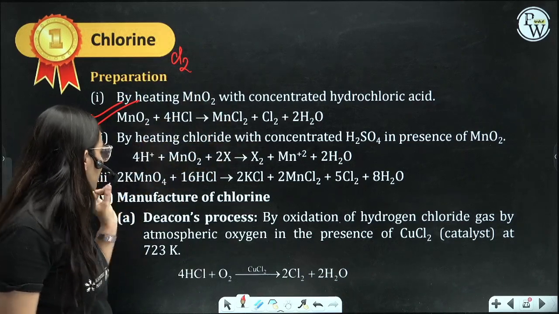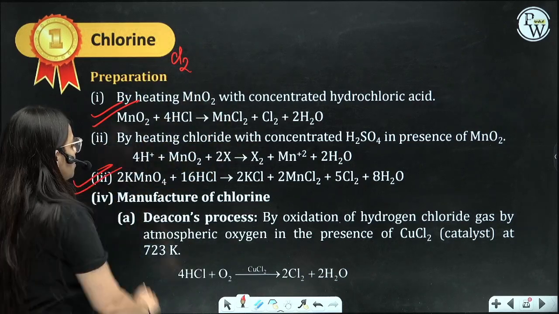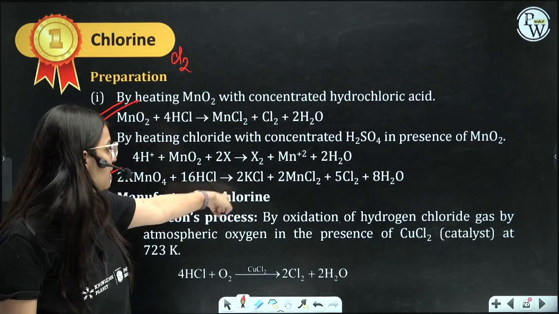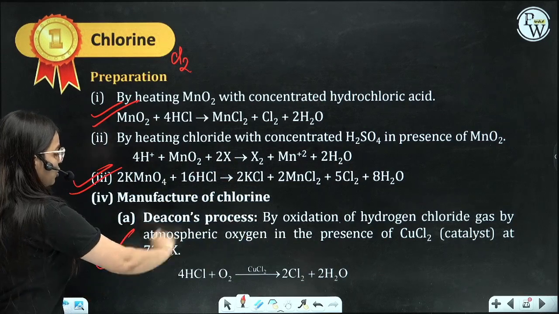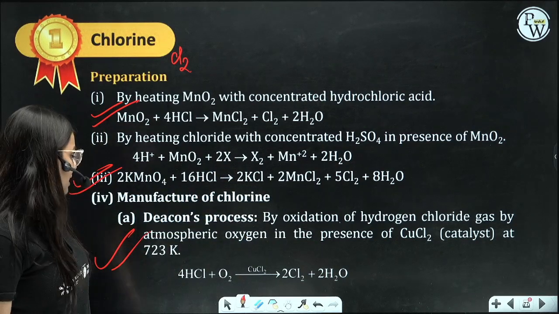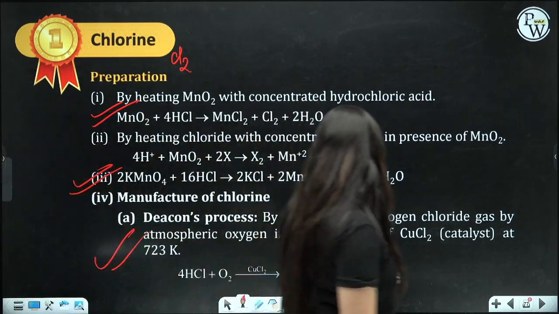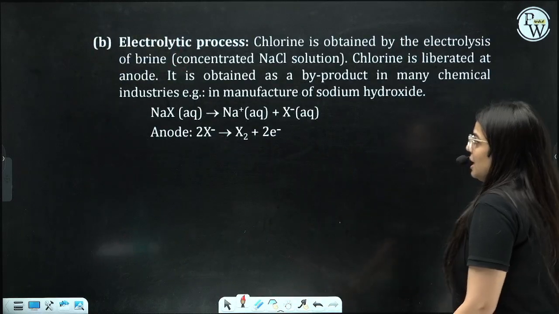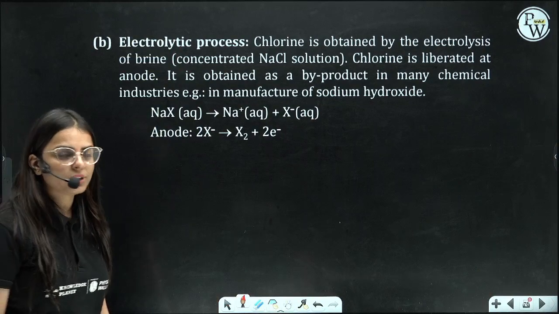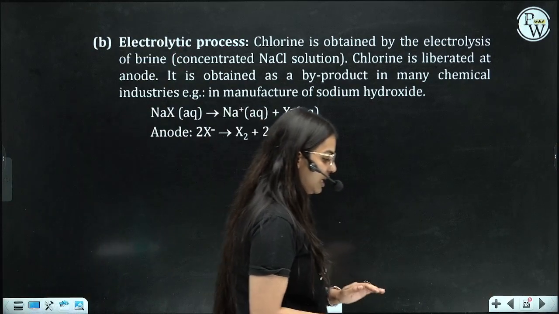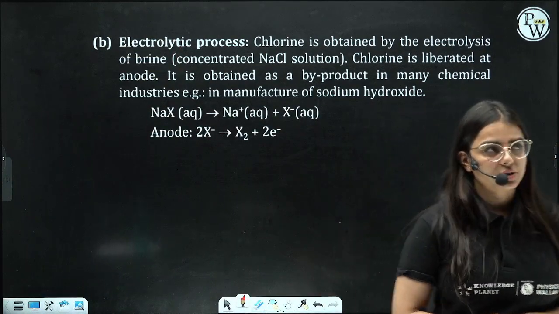Very, very important again. This is also important: KMnO4 plus HCl will give you KCl plus MnCl2 plus Cl2 plus water. Again, one more, Deacon's process, is an important one. Deacon's process: HCl plus O2 will give you Cl2 plus water. The electrolytic process is not that important, but you should know that in the electrolytic process we are going to do the electrolysis, that is the anode and the cathodic reaction.